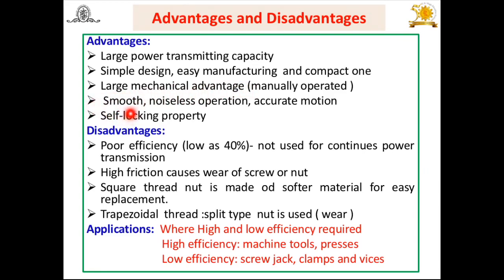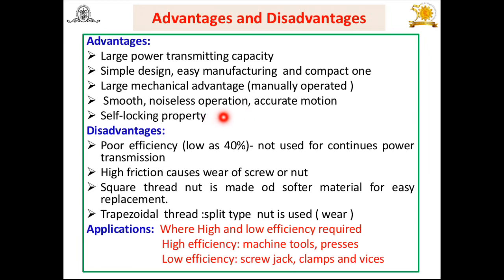Then second, it is a smooth, noiseless operation with accurate motion. For accurate motion, in machine tools or the lathe machine, you will find the lead screw, which is used for accuracy in operations like thread cutting and other automatic operations. That means to obtain accurate motion. Then self-locking property. Self-locking property means preventing its movement in the downward direction without putting some effort or force on it.